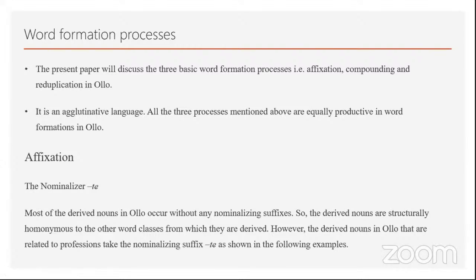So first of all, I would like to discuss affixation. Here, the nominalizer te. Most of the derived nouns in Olo occur without any nominalizing suffix. The derived nouns, which are derived from other parts of speech, are structurally homonymous to the word classes from which they are derived. However, the derived nouns in Olo that are related to profession or occupations take the nominalizing suffix te, as shown in the following examples.